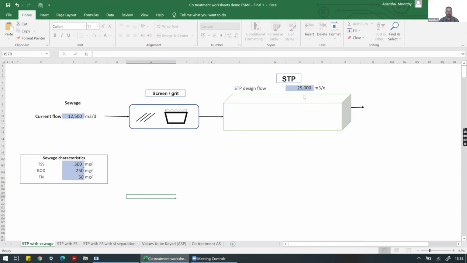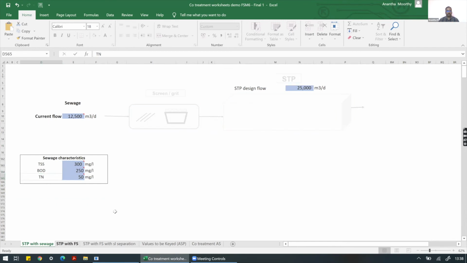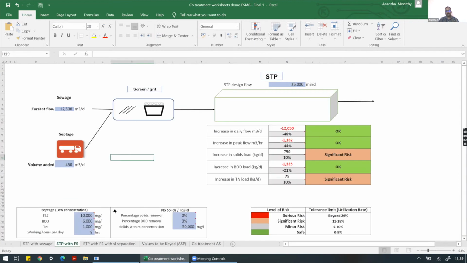So this has a screen chamber followed by the adopted treatment system. It is designed for 3 major parameters, considered for solids, BOD and nitrogen: TSS is total suspended solids, BOD is biological oxygen demand, and TN is total nitrogen. These are the values the typical STP we have considered is designed for. Now in the second sheet, you will see we have this understanding of the STP's design parameters and how much it is being utilized.